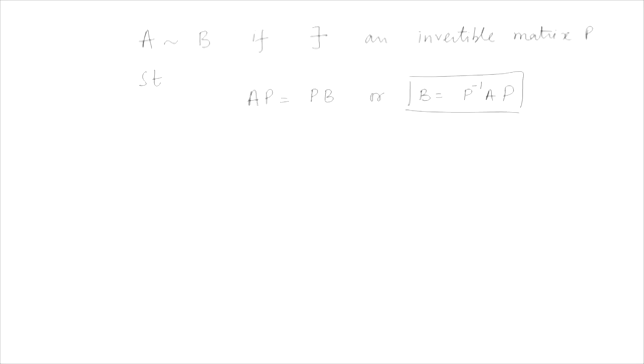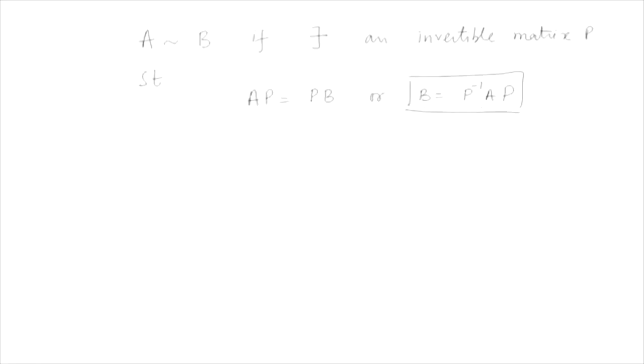So we say that a matrix A is similar to B if there exists an invertible matrix P such that AP is equal to PB, or B is equal to P inverse AP. Okay. So one thing is very obvious from this fact. So what is that? That determinant of B and determinant of A are equal. This is very clear from here.